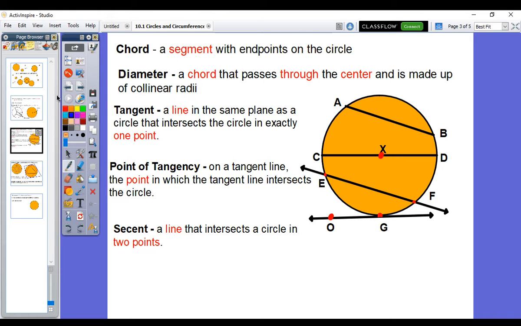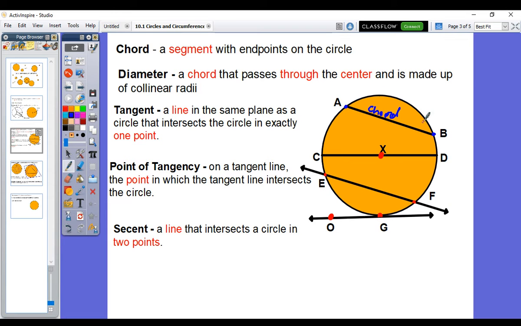Now, a chord is a segment, meaning a starting point and an ending point. This is a chord. It starts on the circle and ends on the circle. So this is a chord.